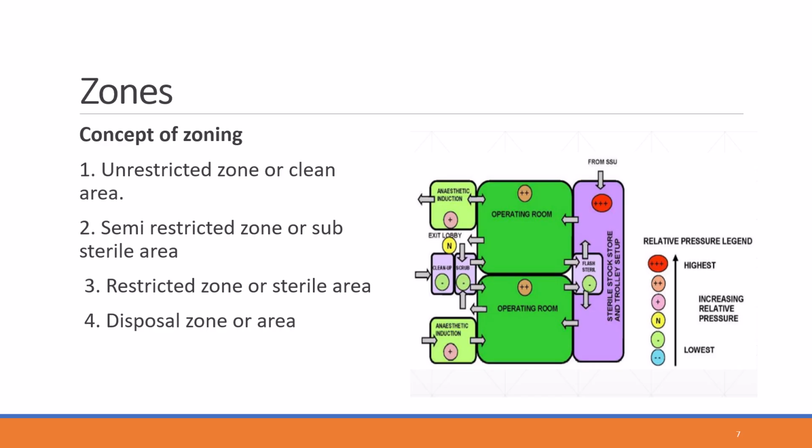Now, which are the various zones in operation theatre? Concepts of zoning. Number 1, unrestricted zone or clean area. Second is semi-restricted zone or sub-sterile area. Third is restricted zone or sterile area. And fourth is disposal zone. Now what we are looking at here is our OT or operating room, OR. Another name for OT is operating room.